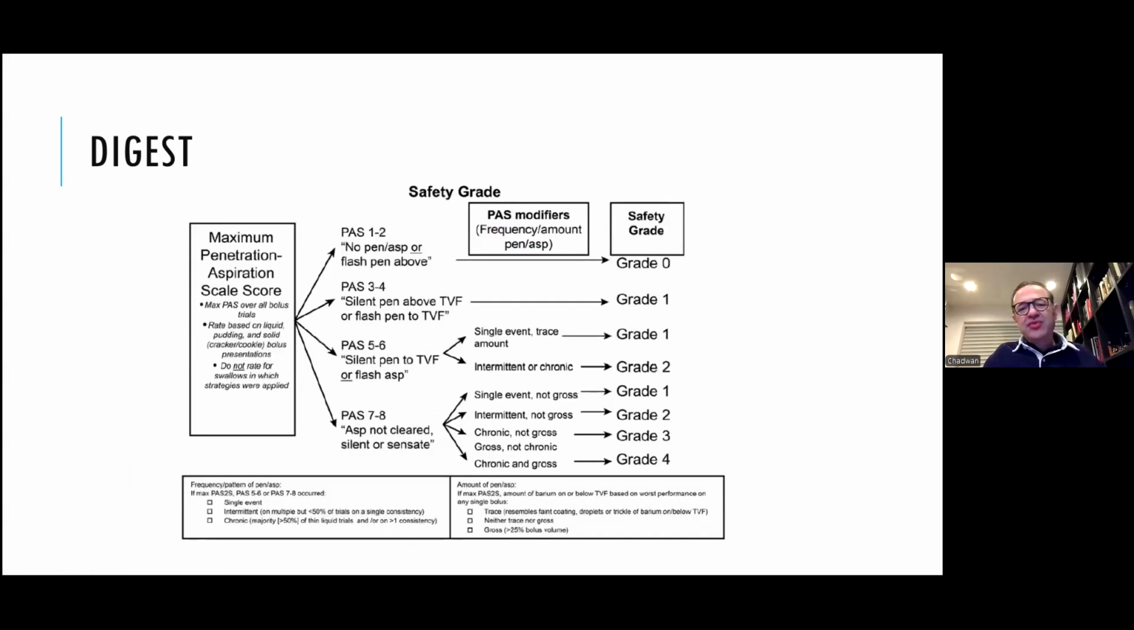I'm not going into too much detail. The way it works with the safety grade, it's based on the PAS score, but then it makes it a bit more clinically relevant. So when you look at PAS 5 and 6, it is different if it's a single event with a trace, or if it's something intermittent or chronic. And again, with PAS 7 and 8, when it becomes a really compromised swallow, it is further divided down.